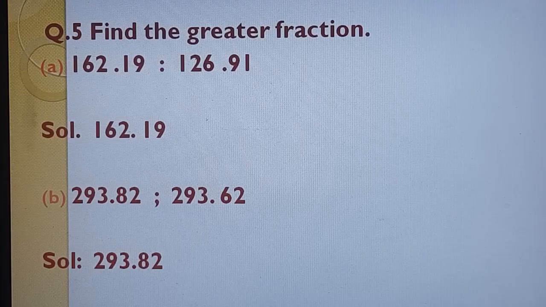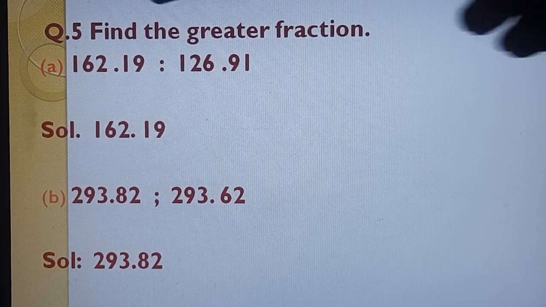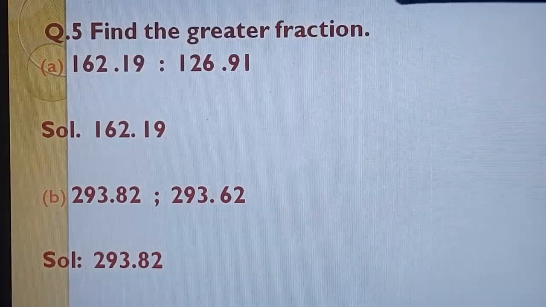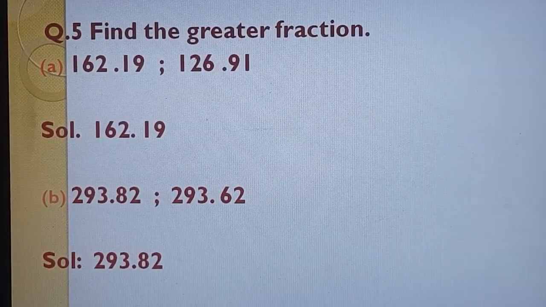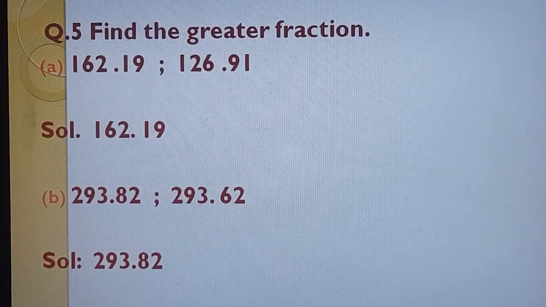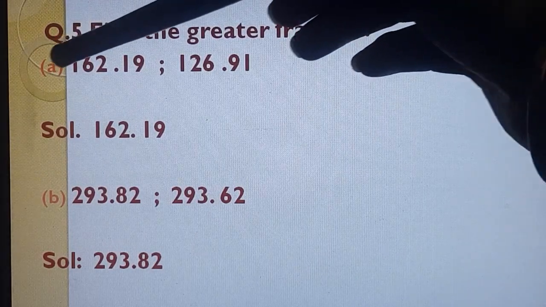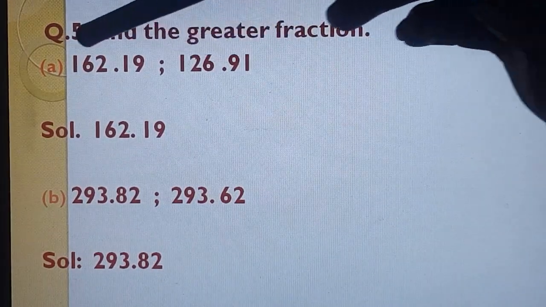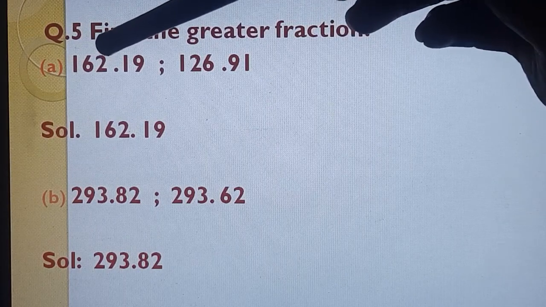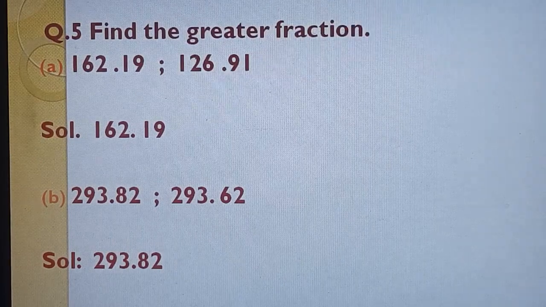Now let's move to our next question. Question number 5. Find the greater fraction. A part: 162.19 and 126.91. First of all we will check the whole number part. If the whole number part is the same, then we will check the decimal part. So look here, 162, 126. Definitely the number whose whole number part is bigger will be bigger. So our answer will become 162.19.